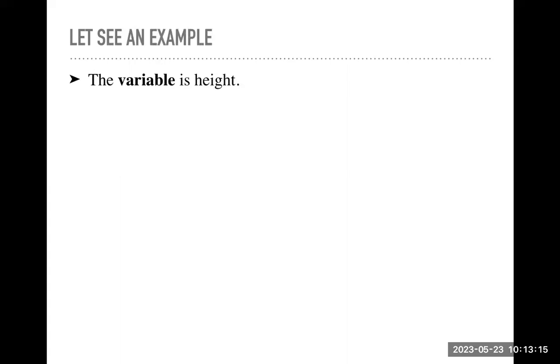The variable is height. If you're interested in the average height, the thing that you're going to be asking people is what is your height? So that's the variable. The data look like 6 feet, or 5'8".